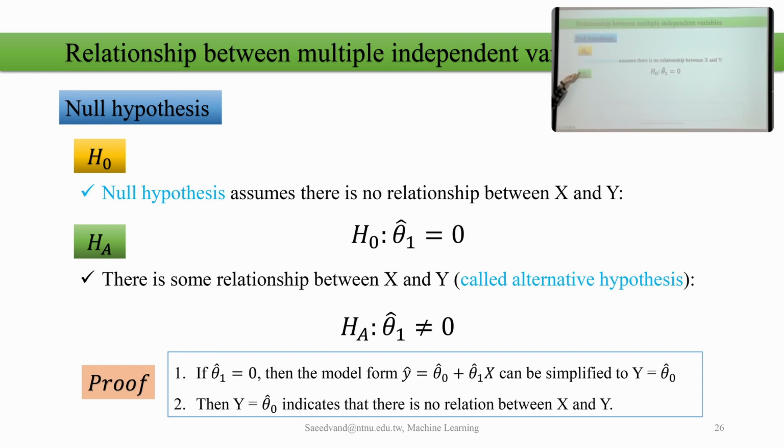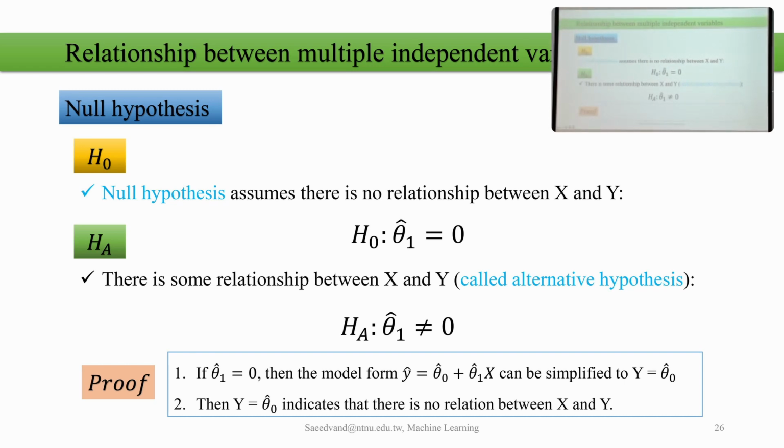On the other hand, hypothesis A is the alternative hypothesis, and it is in contrast to this. You can consider it like if-else, but they have different names. If the null hypothesis says there is no relationship, we call it H0. Otherwise, we say it is the alternative hypothesis, and we say theta hat 1 is not 0.